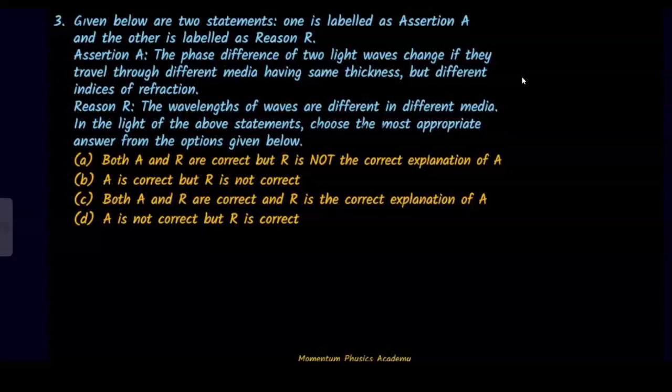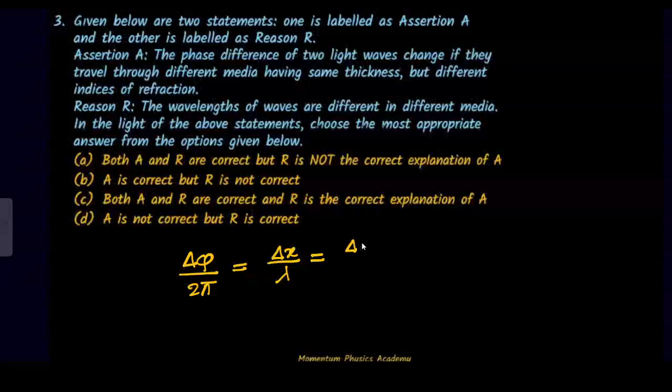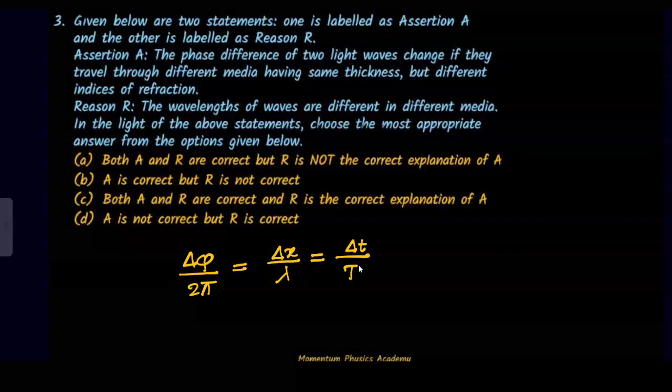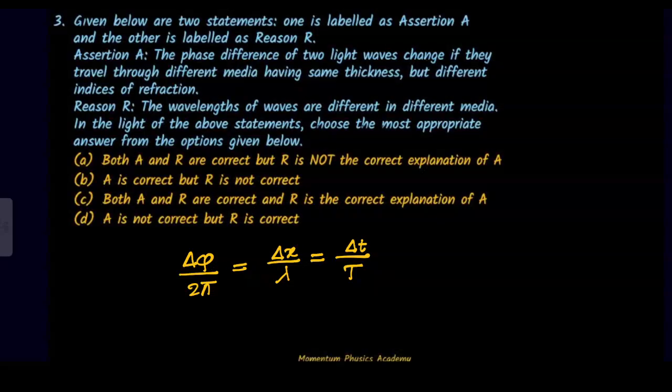The relation between the phase difference and path difference is given as delta phi by 2 pi, which is equal to path difference delta x by lambda, and time difference delta t by capital T, the time period. This is the relation between the phase difference, path difference and time difference.